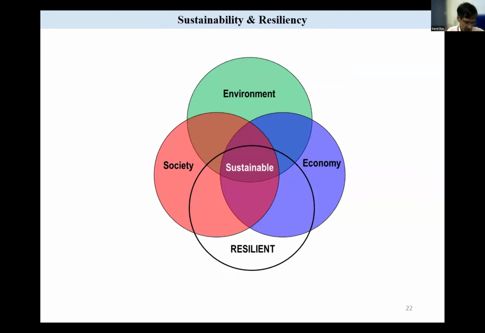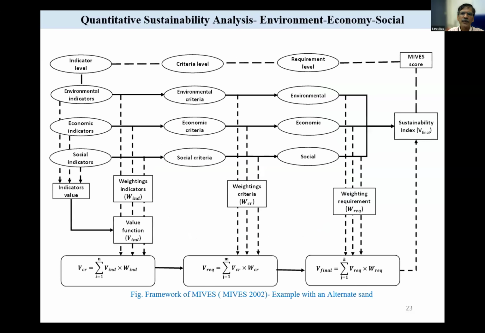So after saying all these things, now I'm coming to the keyword we call sustainability, and we are adding further resiliency. This is called the triple bottom line: environment, society, and economy. Further, if I add resiliency, then a sustainable material needs to be studied in a framework, instead of simply writing a sustainable material.